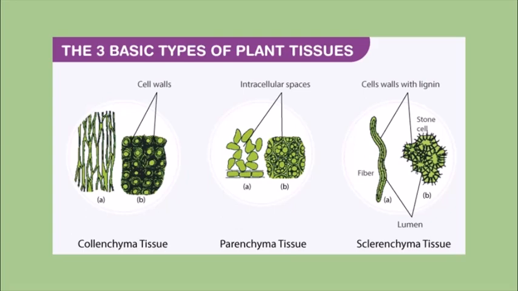The last one is the sclerenchyma. These are dead fibrous cells and usually they are tapering at the ends. They are present in the stem. They are also present in the veins of the leaves or the hard coat of the seed. The covering of a coconut is made up of sclerenchyma tissue. This gives strength and it also gives rigidity to the part of the plant.